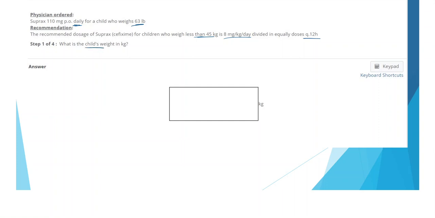First thing I have to do is find the child's weight in kilograms. So this is in pounds. So we're going to use the conversion. 1 kilogram equals 2.2 pounds. So take 63 divided by your 2.2. They're both pounds. So 63 divided by 2.2. And I get 28.6 kilograms. So this is my child's weight. He's less than the 45 kilograms, so the recommended would work.